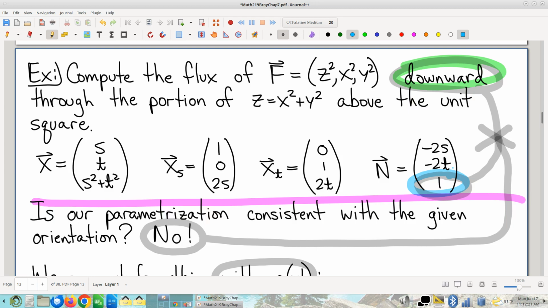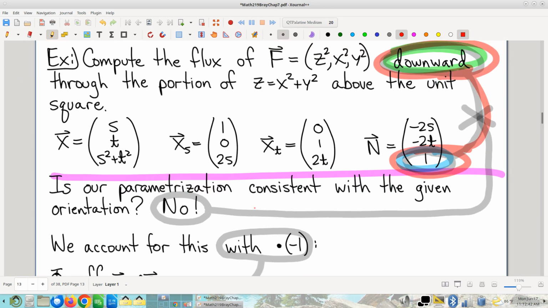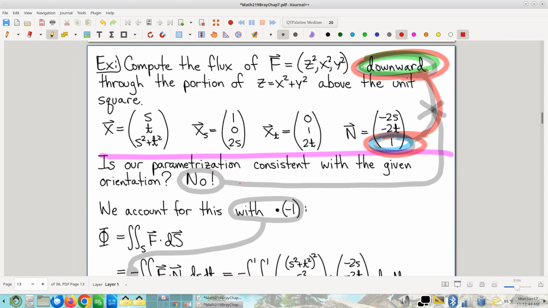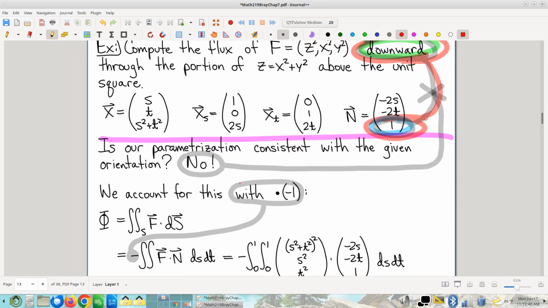Right? This capital N vector is like, I don't know, about like that, somewhat upward. We were told to orient it downward, so we should have oriented it like this. We're off by a minus sign. So we just have to recognize, whoopsie, I parameterized it upside down. And then we fix that by just inserting a minus sign.